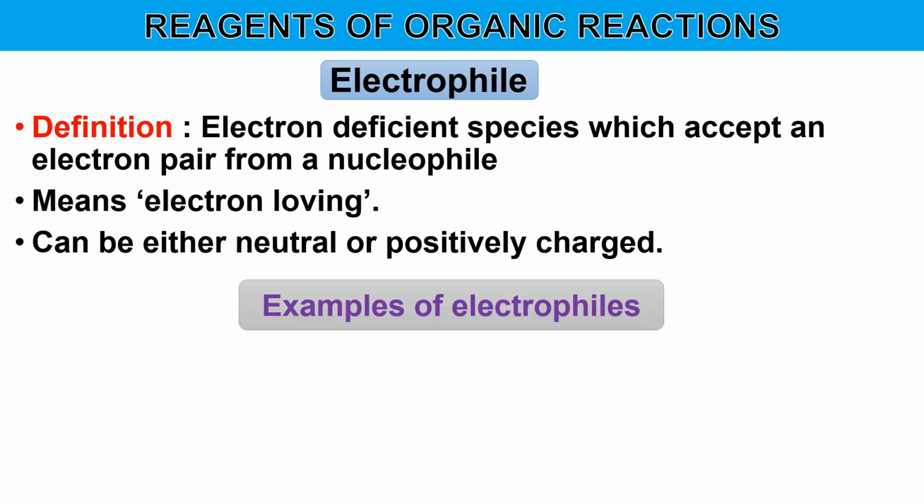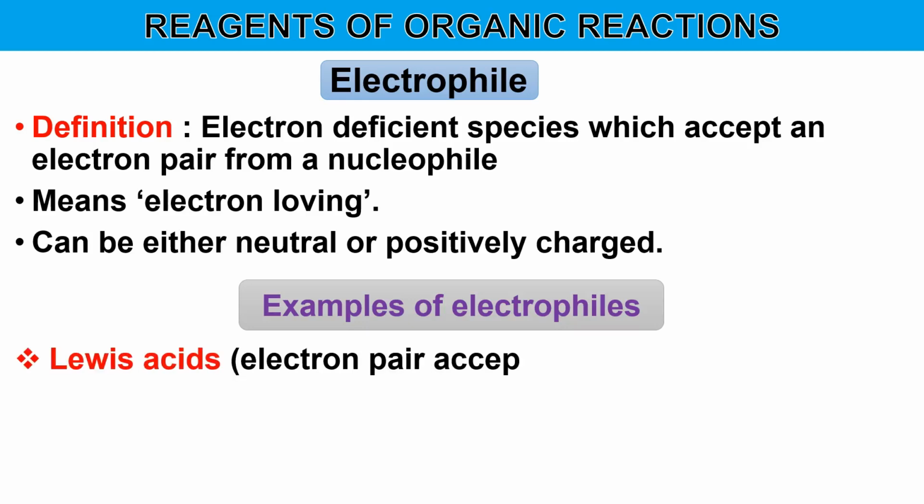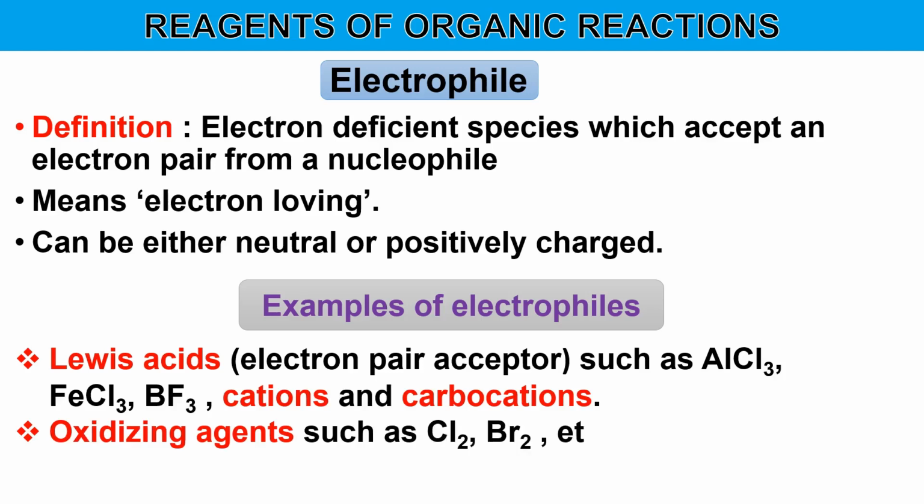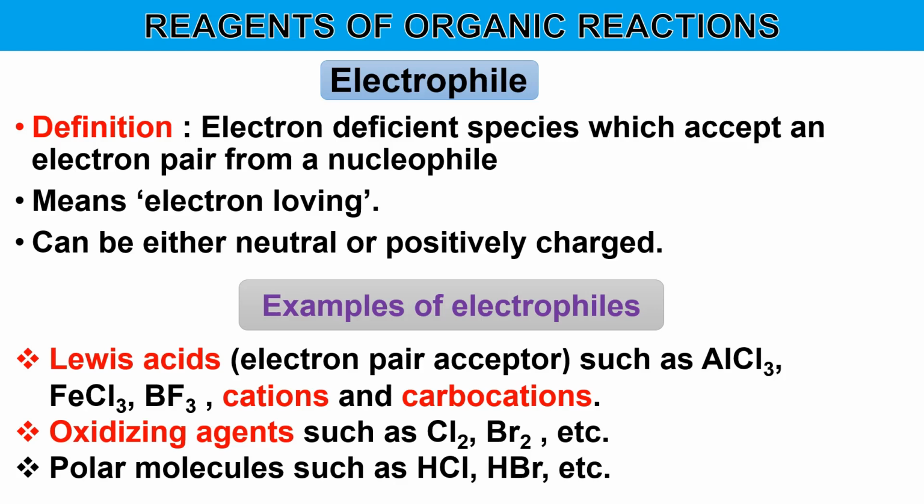Examples of electrophiles: Lewis acids, which are electron pair acceptors, such as AlCl3, FeCl3, BF3, cations and carbocations. Oxidizing agents such as Cl2, Br2, etc. Polar molecules such as HCl, HBr, etc.